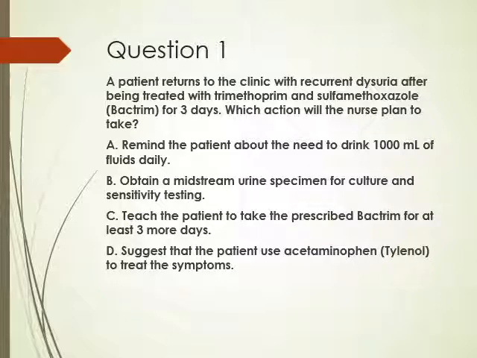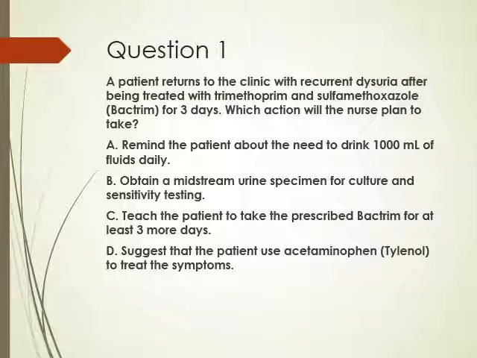A patient returns to the clinic with recurrent dysuria after being treated with trimethoprim and sulfamethoxazole for 3 days. What should the nurse do? And your answer on this, you should say, let's obtain a midstream urine specimen for culture and sensitivity. Remember from the lecture that 3 days is most common for the length of antibiotic treatment for an uncomplicated UTI. So the patient should give another culture and sensitivity to see what's going on.